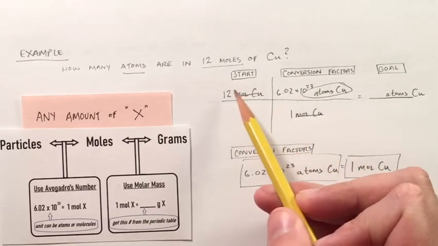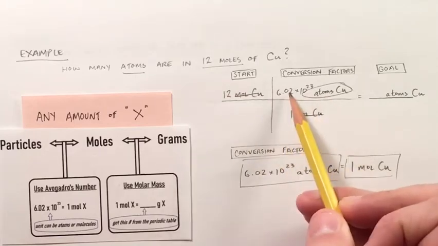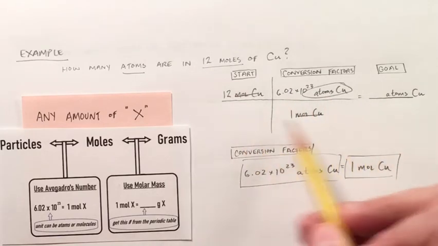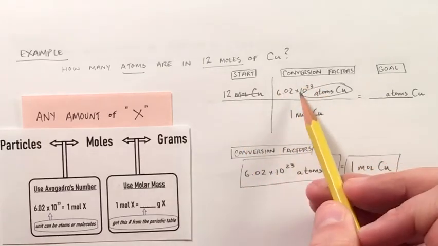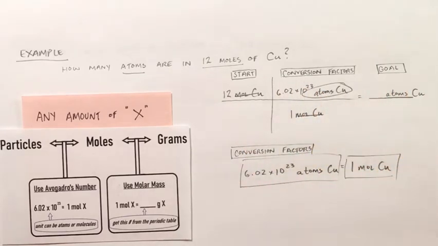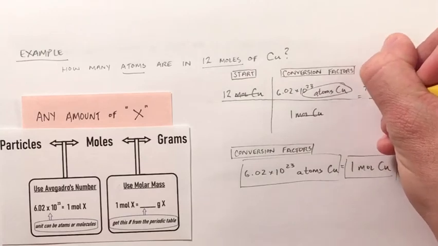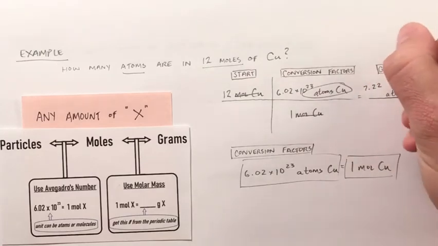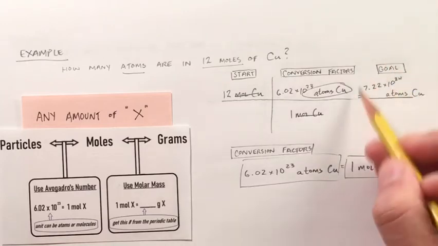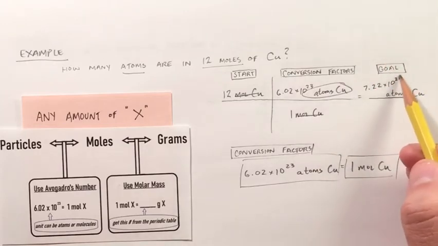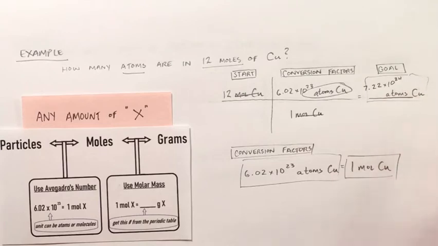So we're going to multiply everything that's in the top of the chart and then divide by everything that's in the bottom of the chart. So 12 times Avogadro's number here. I did the math ahead of time, but you can plug that into your calculator. This will give us exactly 7.22 times 10 to the 24th atoms of copper. Okay, so this would be our end number here.